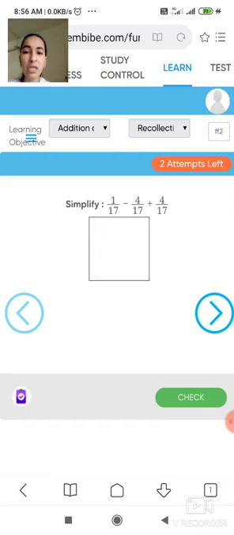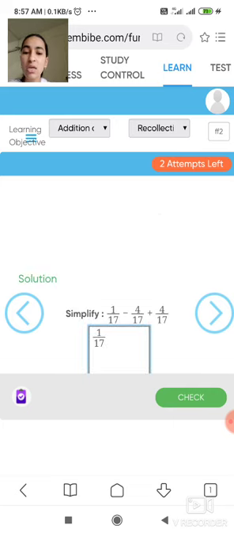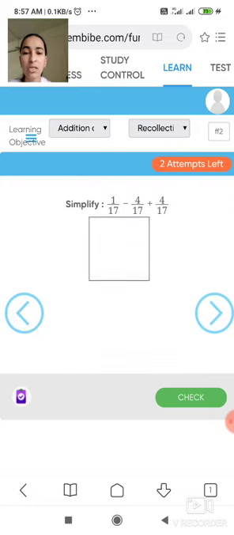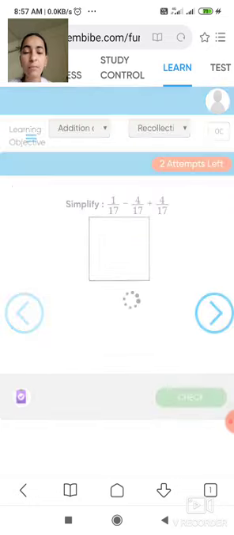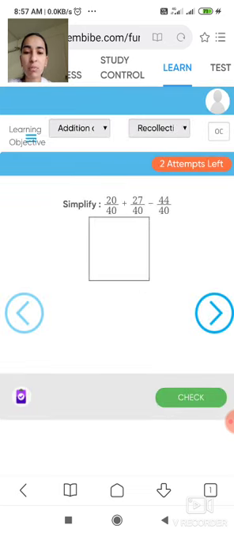Minus 4 upon 17 plus 4 upon 17, the answer will be 0. So 1 upon 17 plus 0, the answer is 1 upon 17. Okay students, so the answer will be 1 upon 17. Understand this, how to take the subtraction. In the subtraction, addition is together. Okay. Let's take one more example.